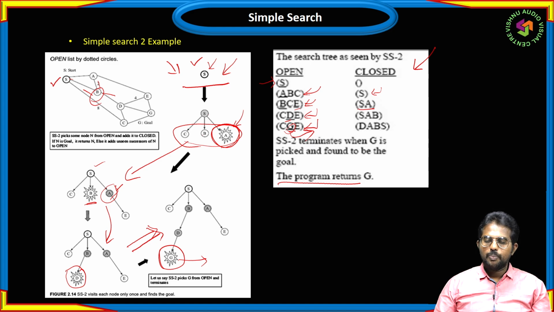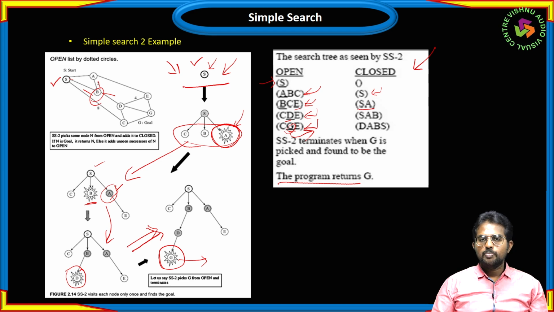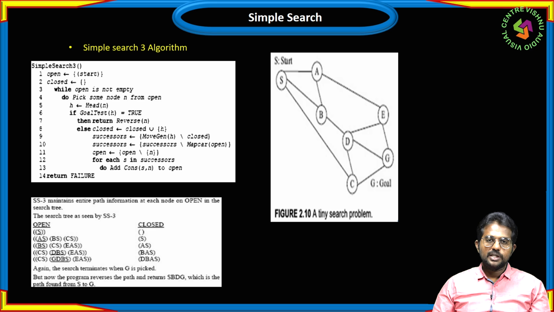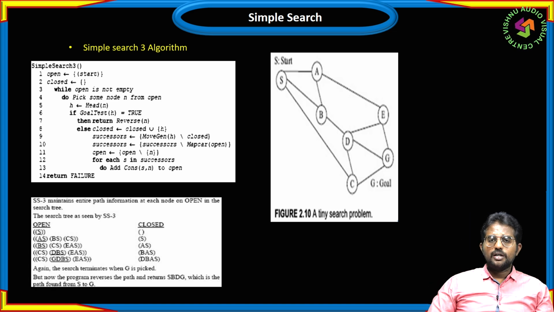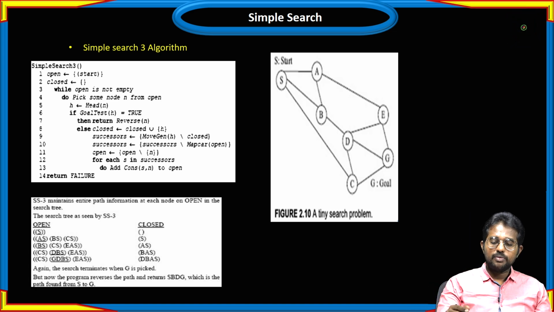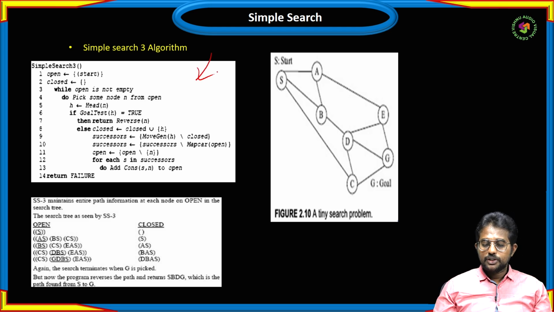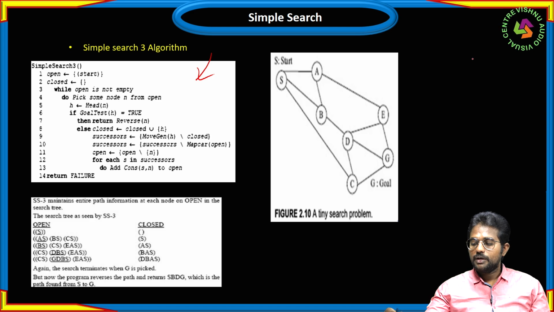To find out the particular path, we go for simple search 3. In addition to simple search 2, which has no path, the path will be added in this simple search 3 algorithm. The algorithm is the same. The only difference is that while storing a particular node, I will store the parent of that node. If I want to store S, there is no parent for S, so S can be directly stored.